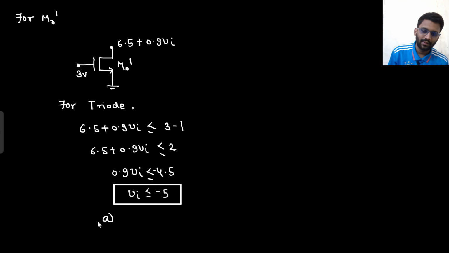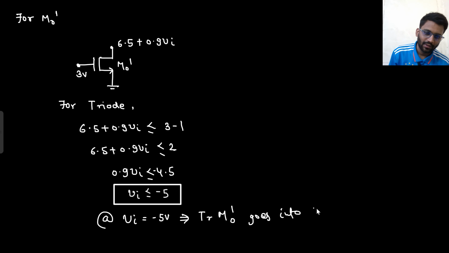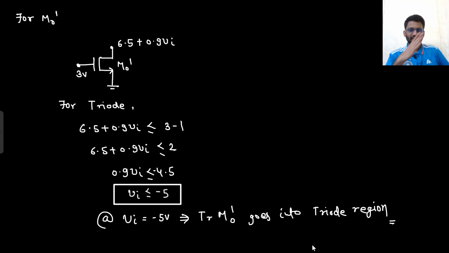Right? So at V in equals minus 5 volt, transistor M0 dash goes into triode region. And if you keep on decreasing the value of V in, it will be in triode region only. So this is the maximum value of V in at which the transistor goes into saturation region. So less than minus 5 volt, it will be in triode region only, and greater than minus 5 volt, it will be in saturation region. Are you getting this point?